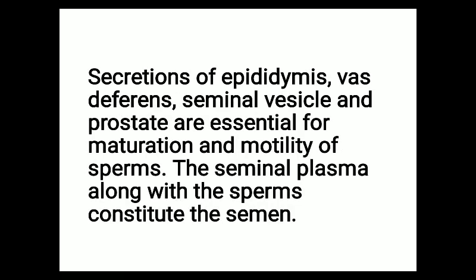Secretions of the epididymis, vas deferens, seminal vesicle, and prostate are essential for maturation and motility of sperms. So the accessory glands present in the human male reproductive system, Cowper's gland, the prostate gland, and the seminal vesicle, their secretions will help in the motility of sperm. And the sperm, along with the secretion of the accessory glands, is known as semen. So what is semen? Sperm along with the secretion of the accessory glands is known as semen.